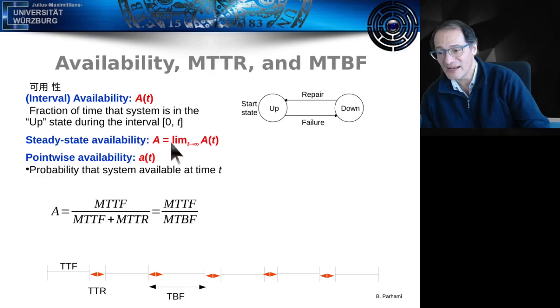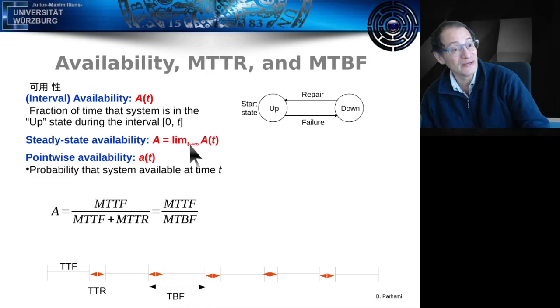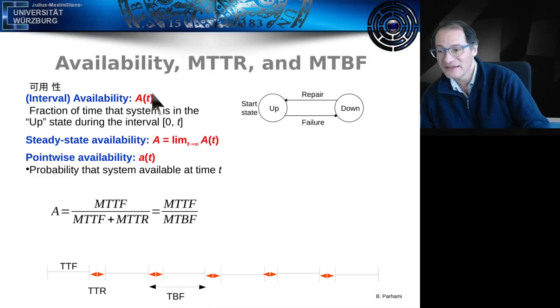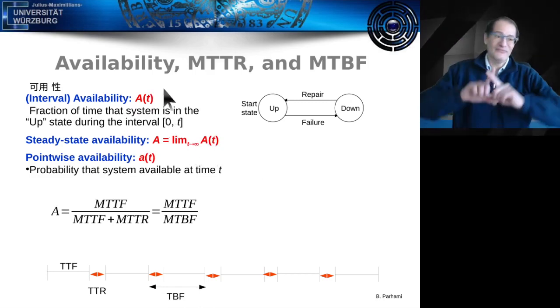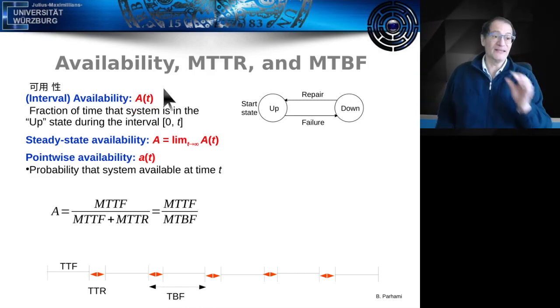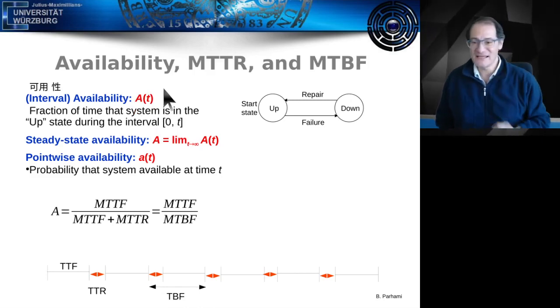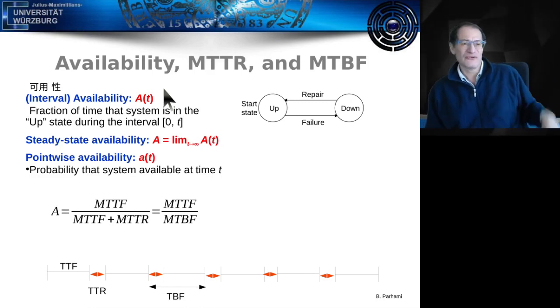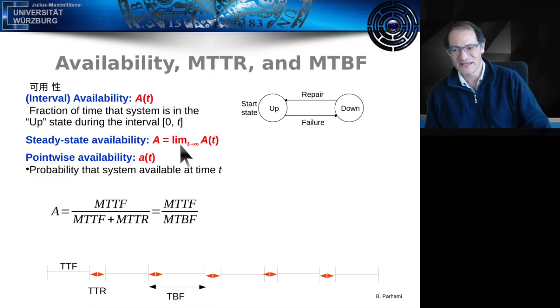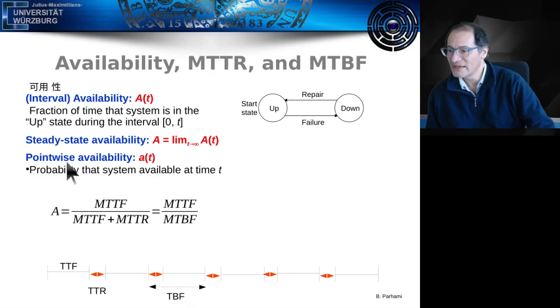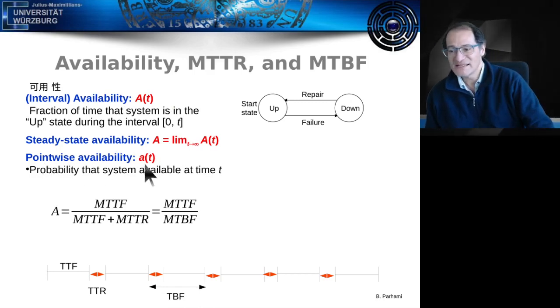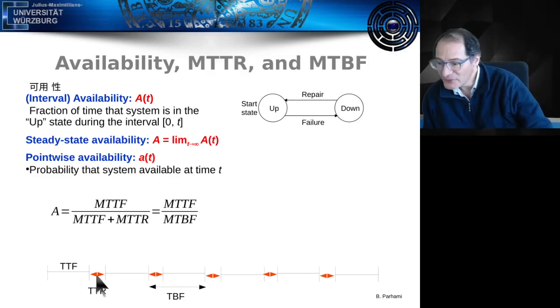The ready to use availability is the limit, when t goes to infinity, of this probability. So if you take an infinite time, then it is the probability at any time that the system will be running. Of course, nothing will run to infinity, so let's assume here years. Okay. The point-wise availability at this time is the probability that the system is available at this time t.